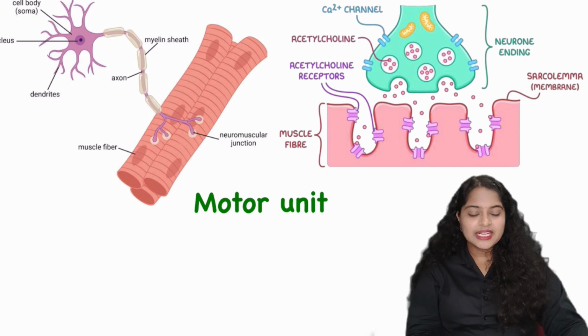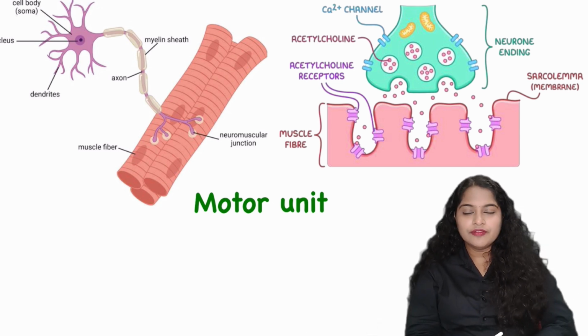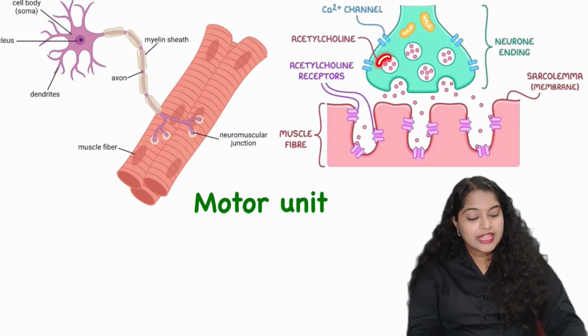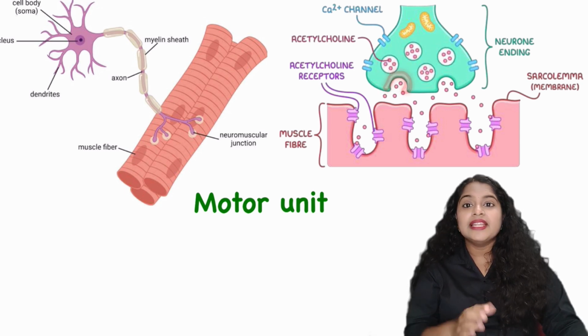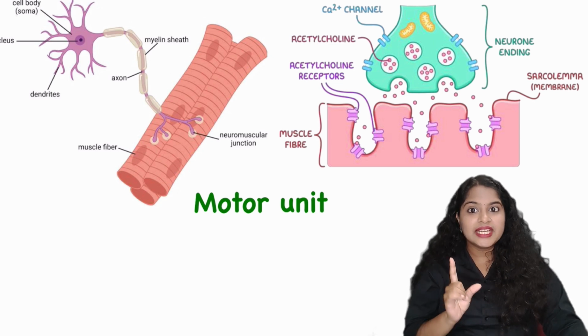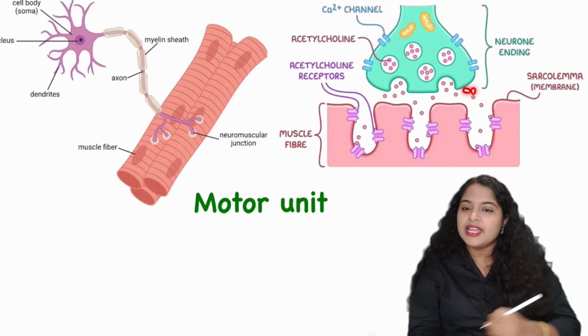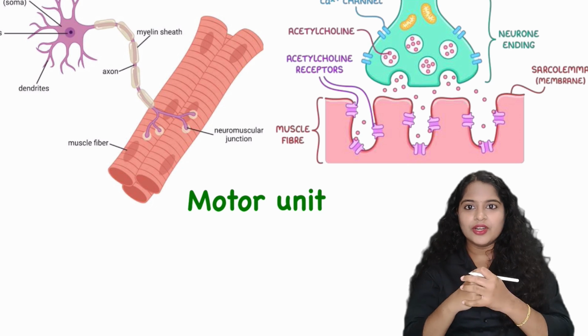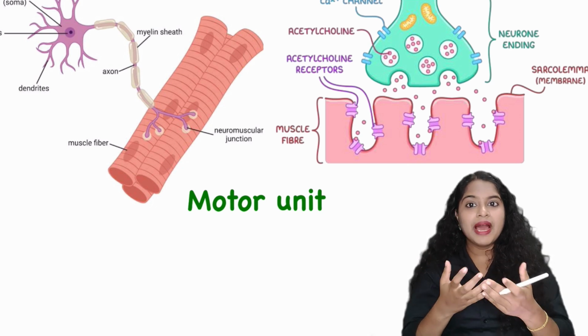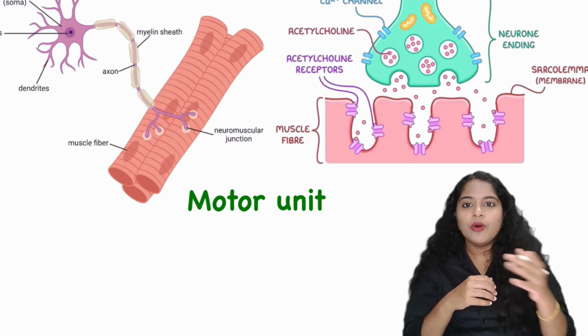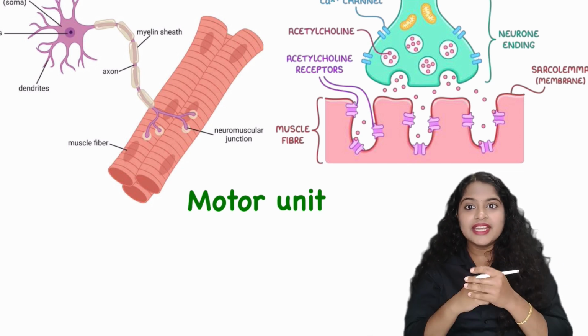So once the electrical impulse reaches the axon terminal, it is converted into chemical form, that is the neurotransmitters. And the neurotransmitters which are present in the vesicles will fuse to the plasma membrane and release their neurotransmitter, that is the acetylcholine, into the synapse. And once the acetylcholine is released into the synapse, what will happen? The neurotransmitters will bind to the receptors present on the postsynaptic membrane. This will generate an action potential and that action potential will reach the sarcoplasmic reticulum.